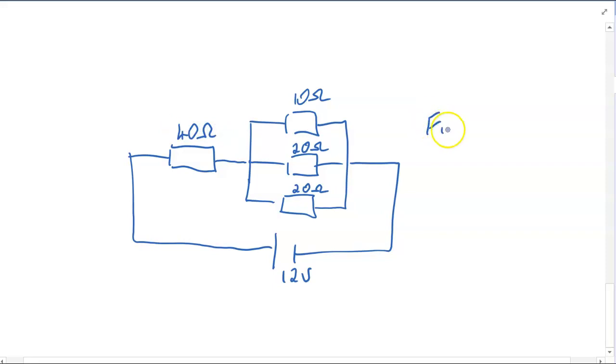So I want you to find the current through each one of those resistors, and I am going to label them resistor 1, 2, 3, and 4. And that is your homework, to go through and find the current through each one of those.